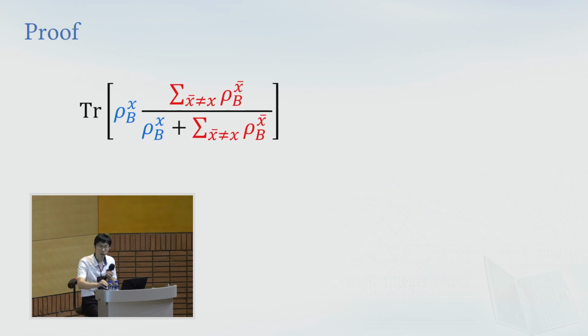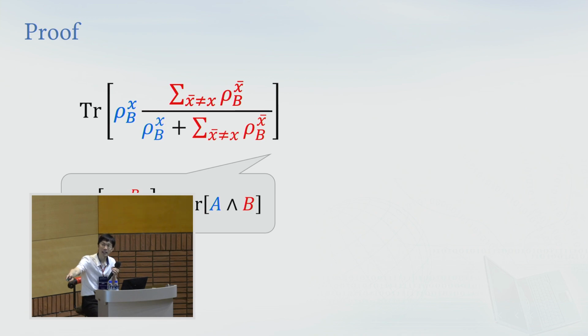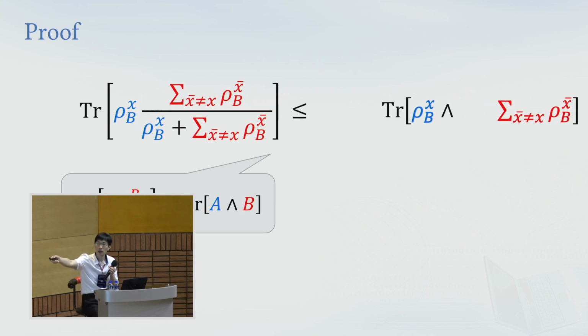We need to focus on this guy. Then the point here is that if you recall the lower bound to the non-commutative quotient, and fill in this rho_B,x, the blue part, as the operator A, and all the sum of other states as the operator B, then you just use this trace inequality. So see, this rho_B,x is A, and the other thing is B.